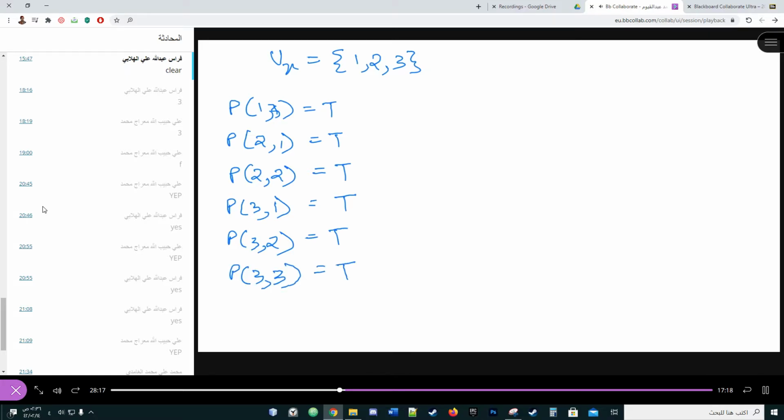Now the question is, for all x, there exists at least, for all y, for all y there exists at least one x for which x is not equal to y and p of x comma y. Okay, now we want to know whether it's true or false. How should we proceed?